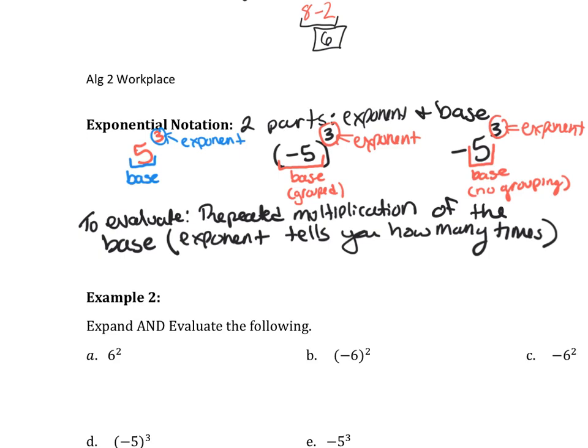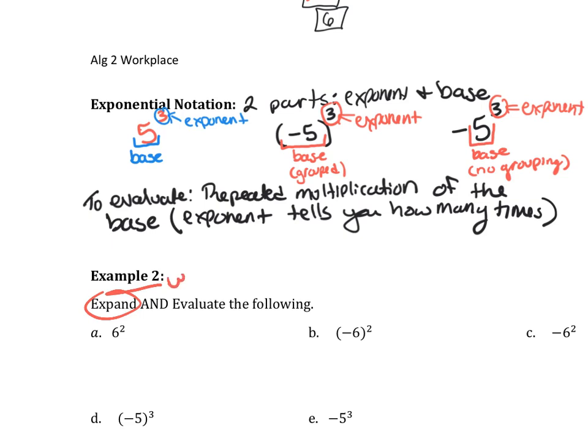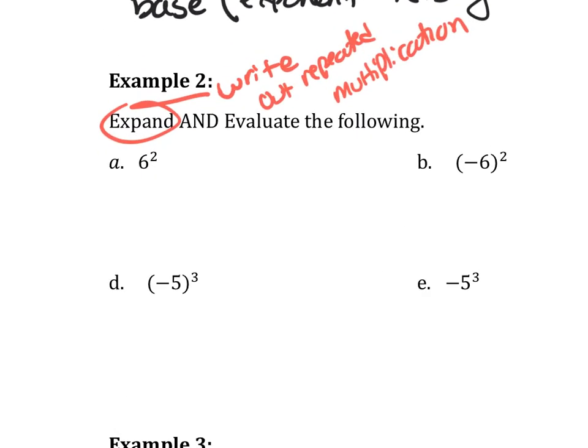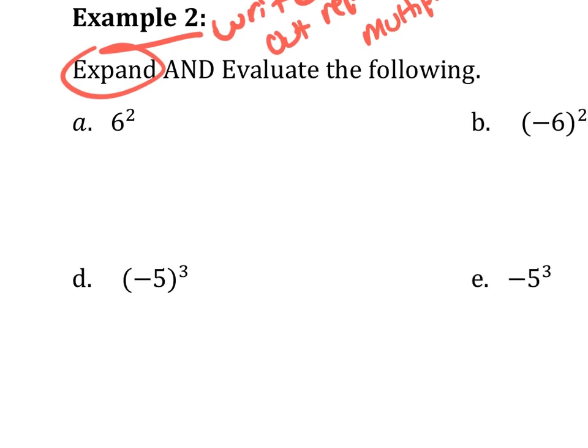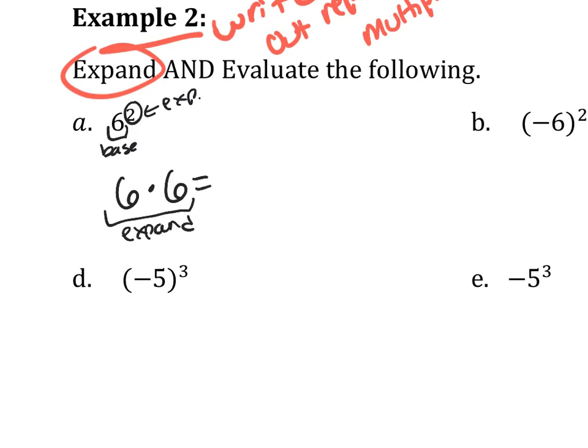So expand and evaluate. Expand means to write out the expanded or the repeated multiplication, and evaluate means to actually do the repeated multiplication. So for letter A, we have 6 squared. 6 is our base. 2 is our exponent. That means we'll take 6, multiply it by itself 2 times. So 6 times 6, that's the expansion, equals 36. 36 is when we evaluate. So we have both of these things.